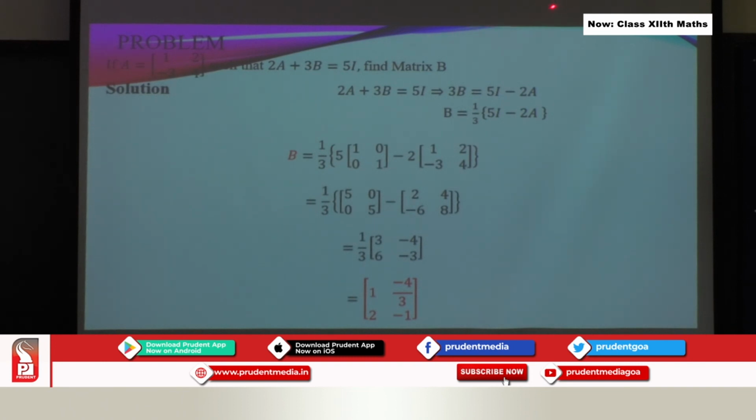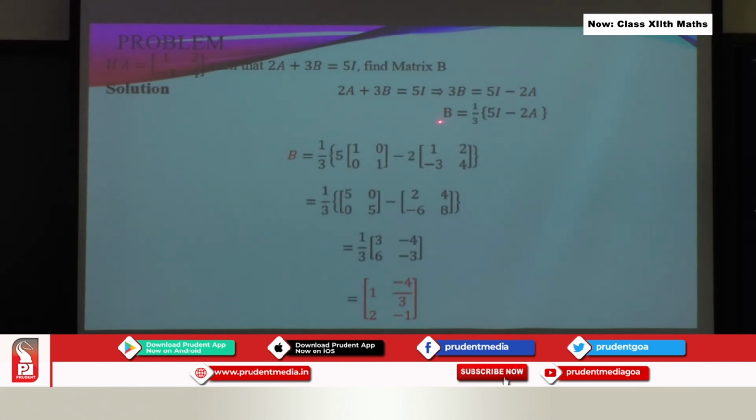Now, identity matrix of what order? You can look at this matrix. Of what order do you have this matrix? Order 2. So I take the identity matrix of order 2 into consideration. Similar to how we did it in the previous problem, I solve this equation to get B equals. Why B equals? Because I need to find matrix B. So here I keep 3B as it is, and I shift 2A to this side, so I get minus 2A.